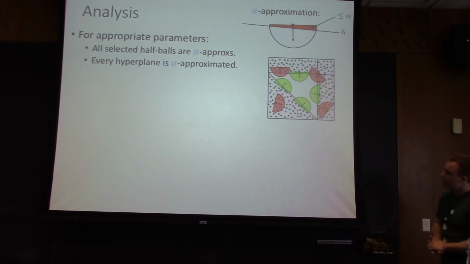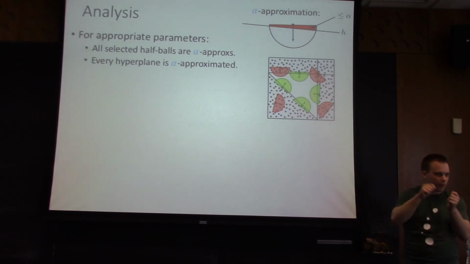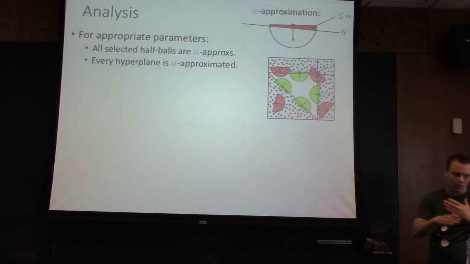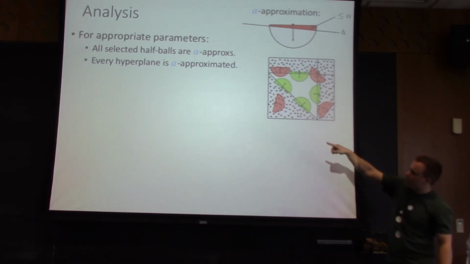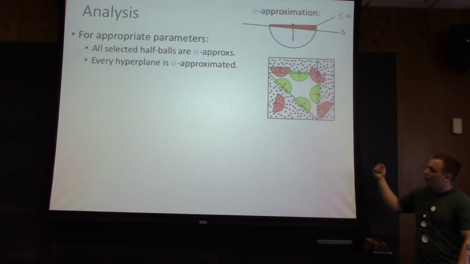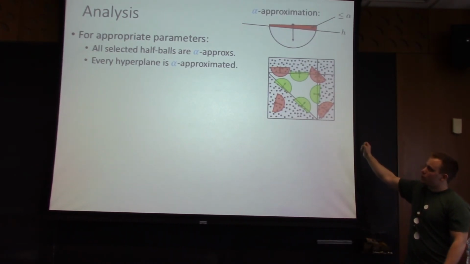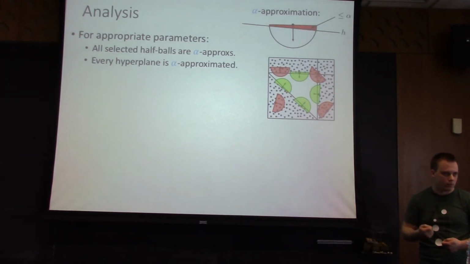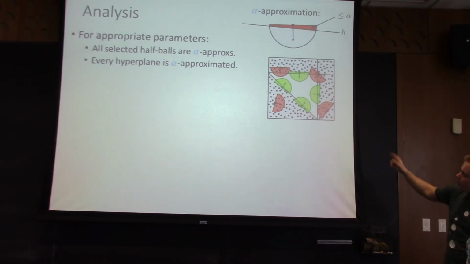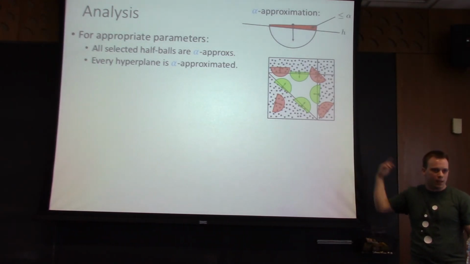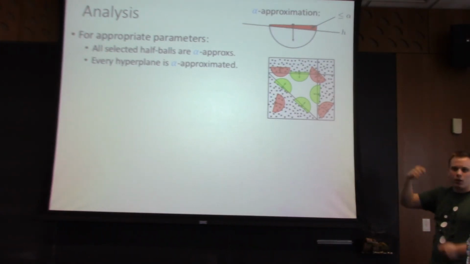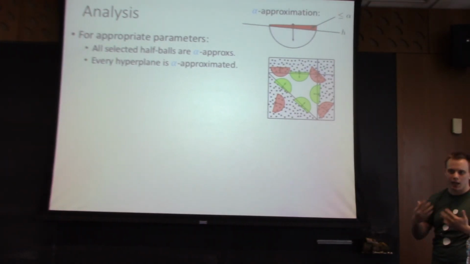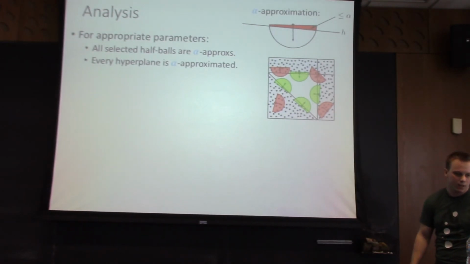And so you can show that for appropriate parameters, and I'm hiding this scaling that depends on the angles, every single half ball that your algorithm selects will be an alpha approximation to one of the true linear separators. And also, every single true linear separator will be alpha approximated by one of the half balls. So this guarantees that this hyper edge detection approach is actually recovering the underlying linear separators.